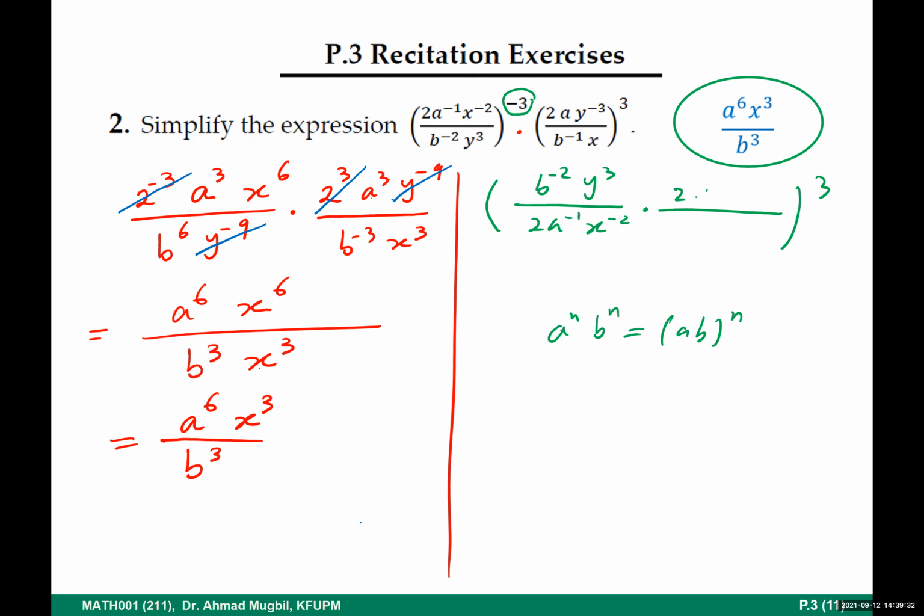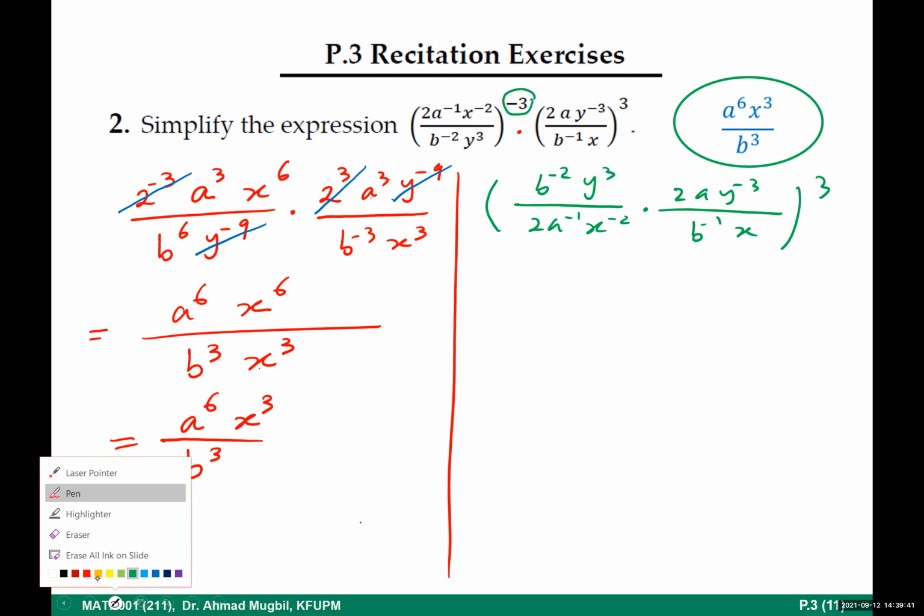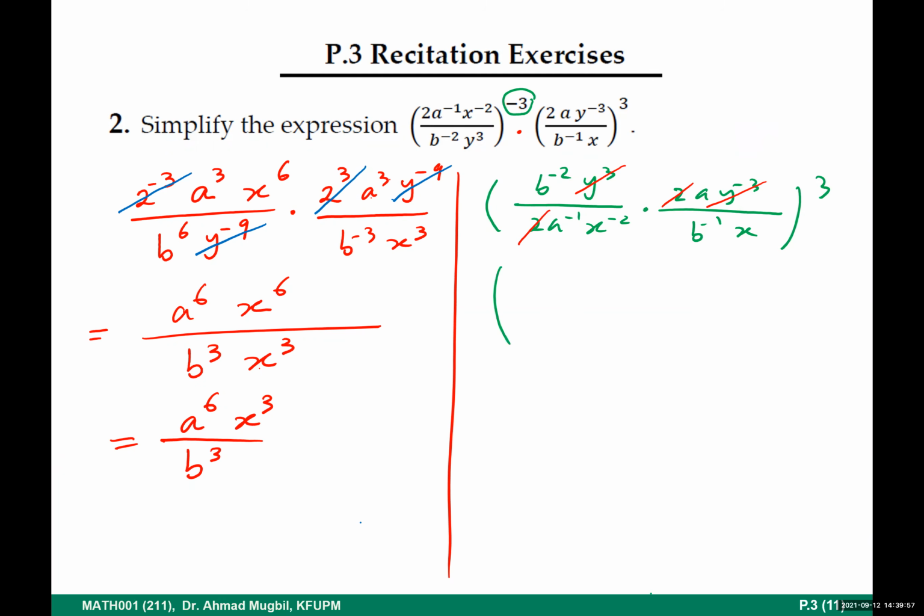So here we have 2a y to the power -3 b to the power -1 x. If you look at this now, you can simplify. What you can do here, 2 will be cancelled with 2. 2 over 2 is 1. Y to the power -3 with y to the power 3, it is also 1 because y to the power 0 will be 1. Now what you have here inside, it will be b to the power -2, a. This is all what we have in the numerator.